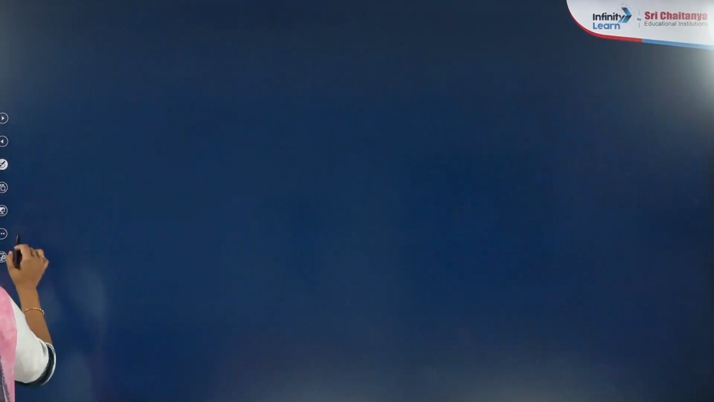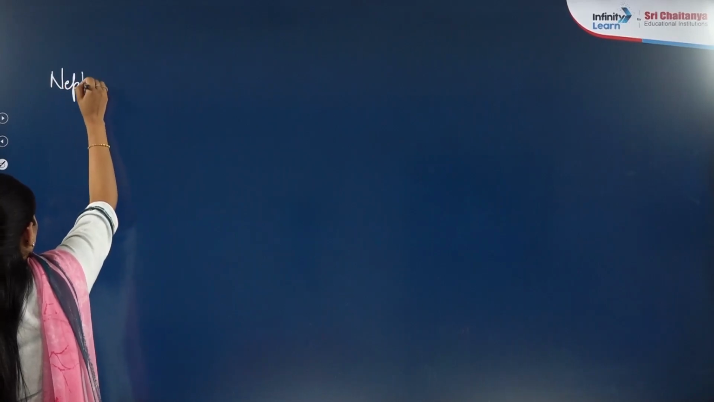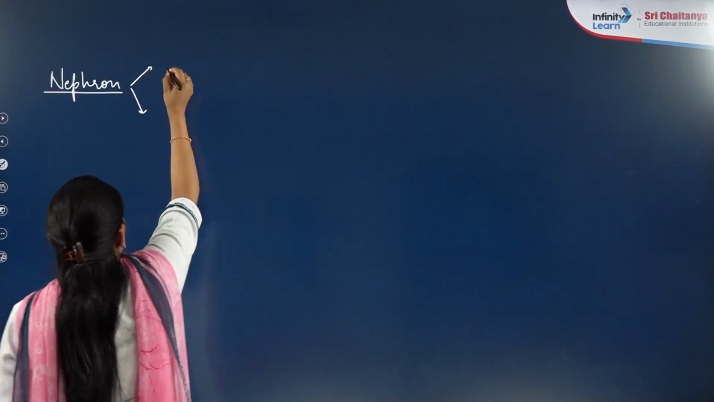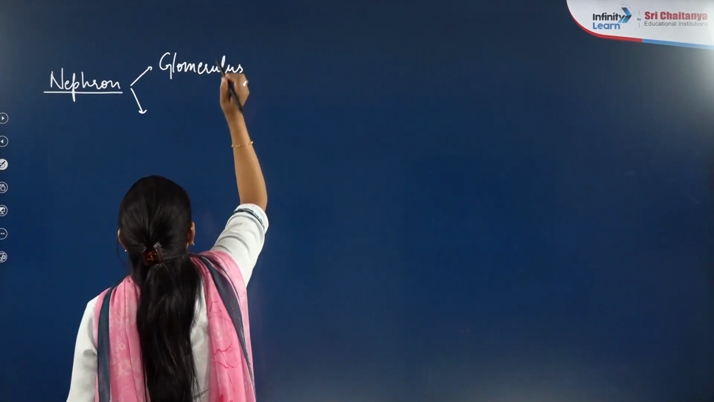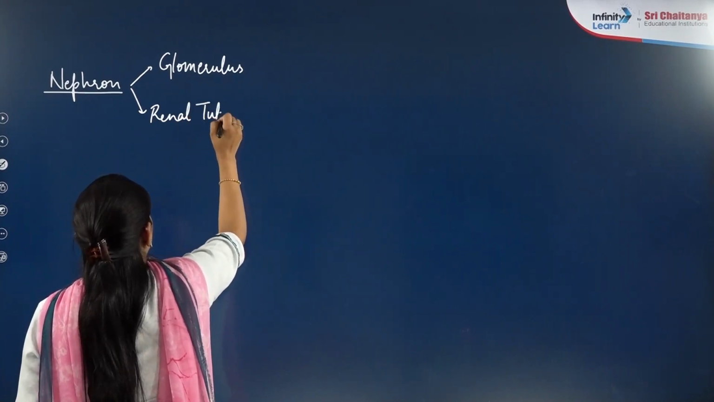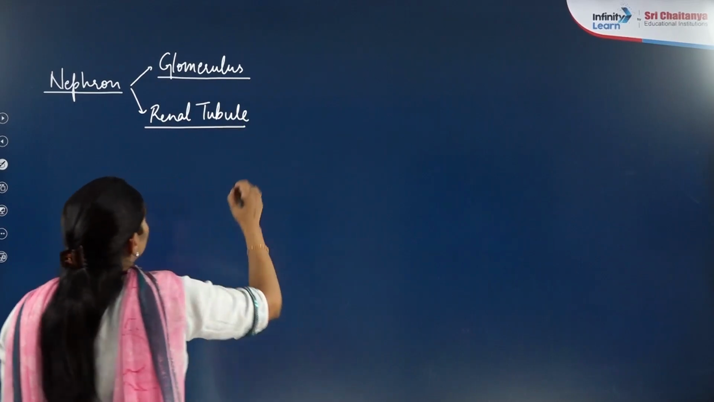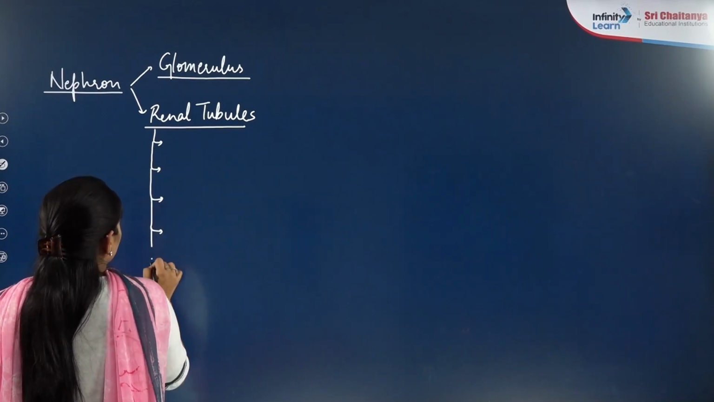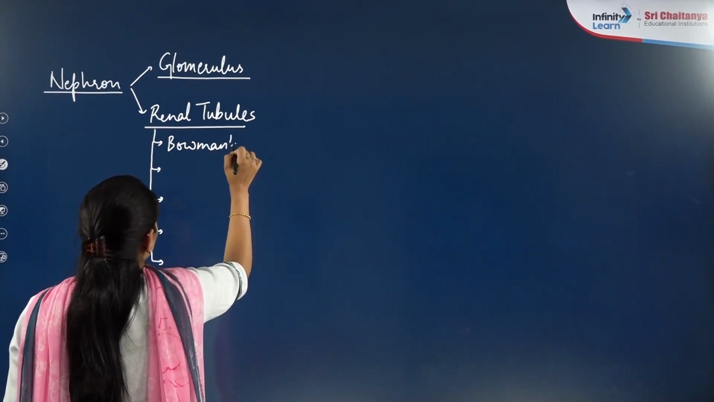So first of all, let me explain the parts of the nephron. In the nephron, there are two parts. One part is known as glomerulus, and the other part is known as renal tubule. So, in the tubules, we will talk about a few things. First, we will talk about Bowman's capsule.